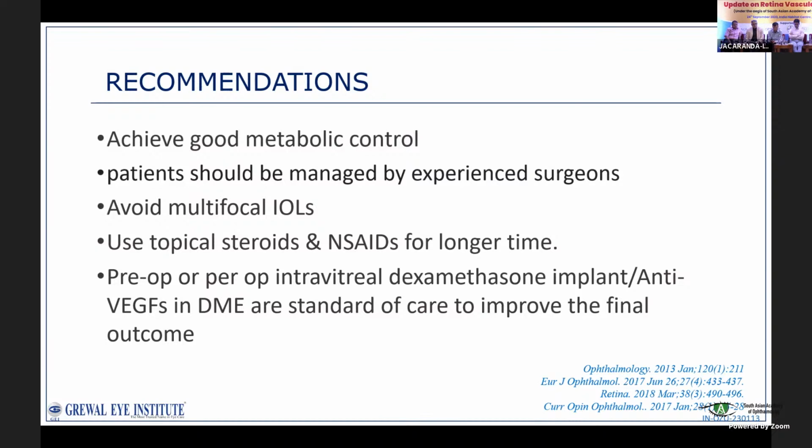And the use of pre-op or per-op intraocular dexamethasone implant, or if you want to give anti-VEGF, they are standard of care. But the only thing is that, as I said earlier, the effect would last probably for a month, and maybe changes may come later. So it doesn't cover 3 months.